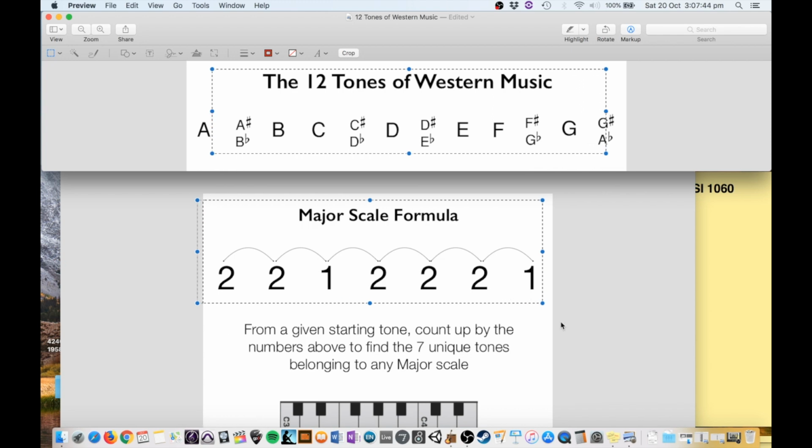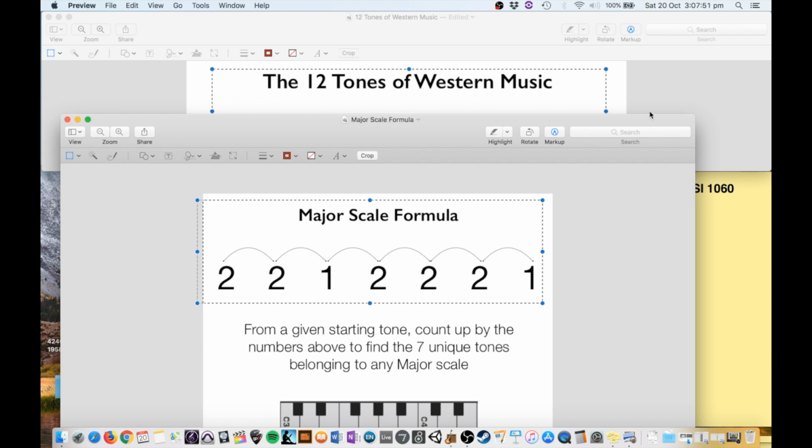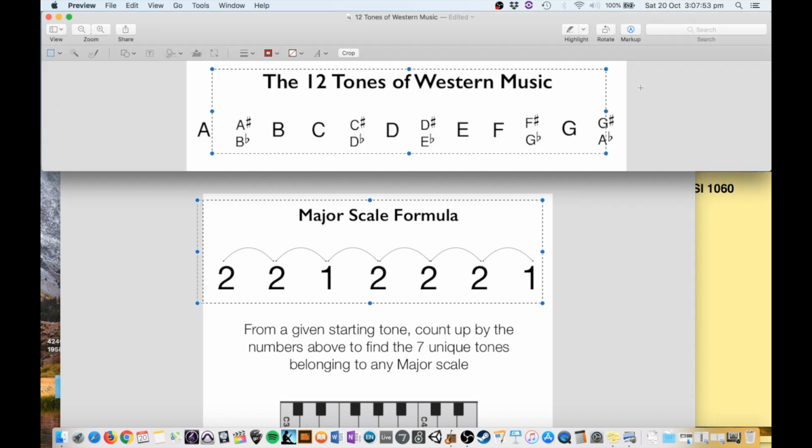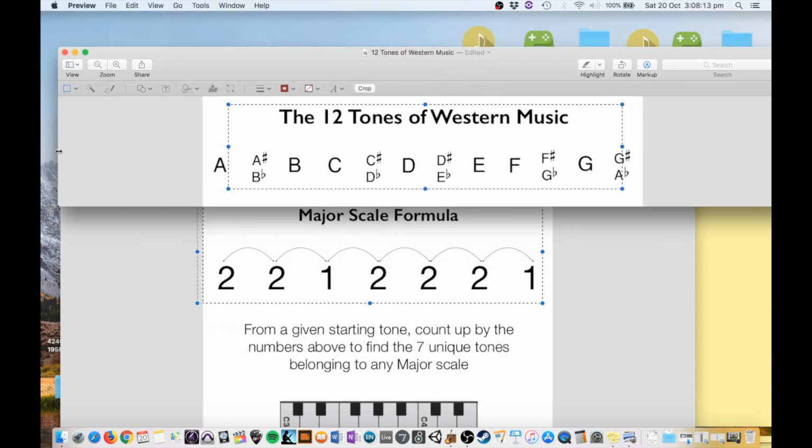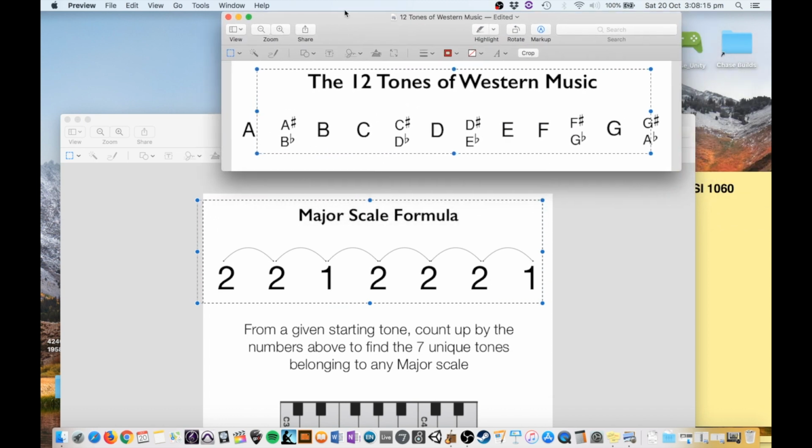Hopefully all of this has been helpful and not too confusing. I'll be putting both of these files here up on Blackboard so that you can use them as a reference. They're just picture files, so you can open them up in a little window like this to keep over the top of your project while you're trying to figure out a melody.